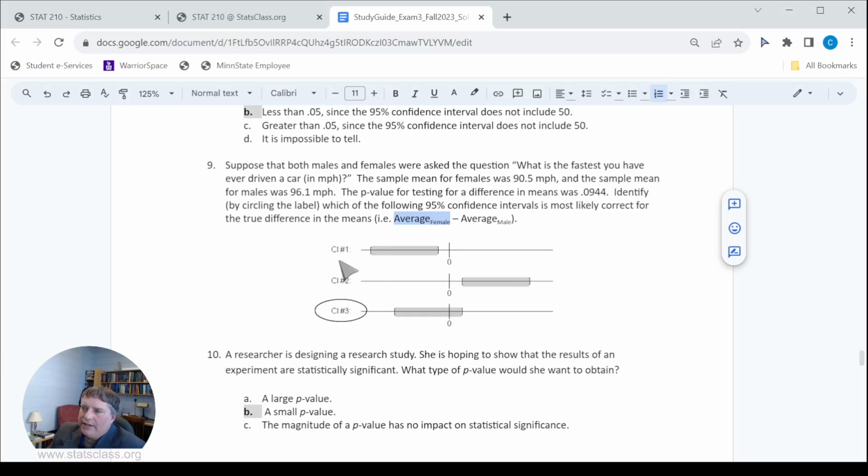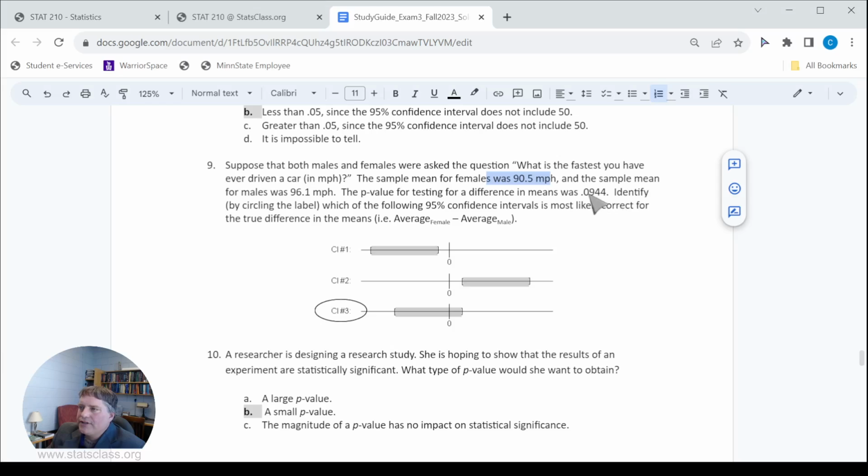CI number 1, the interval is always negative. Well, if it's always negative, then what? This one is bigger, right? Male has to be bigger than female on average. So if I had a p-value of 0.03, let's say, that's less than 0.05, so I have enough evidence to say there's a difference, then this would be the correct one, provided that males had a larger sample average than females, which they do in this case.